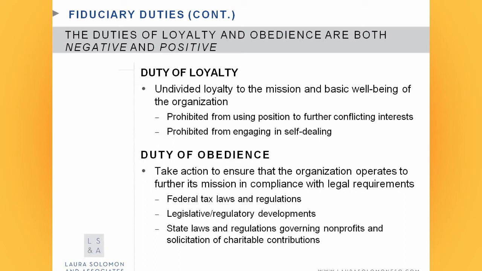So if your organization doesn't have one, find one and adopt it, and make sure that it comports with the IRS recommended form. It's important because you want to be able to vet conflicts of interest and have a mechanism to deal with them. It's also important as a disclosure issue because the 990 information return now requires in the governance section that you answer the question, does your organization have a conflict of interest policy?